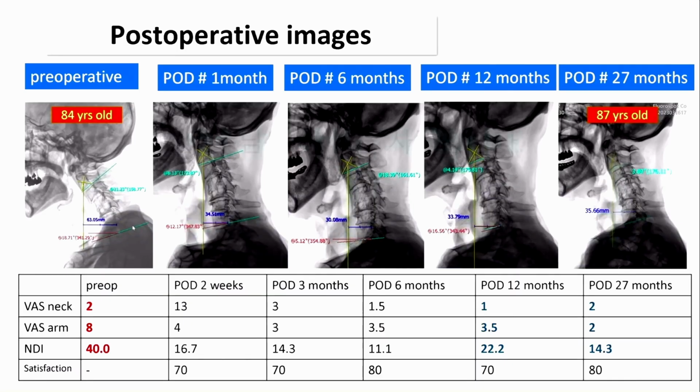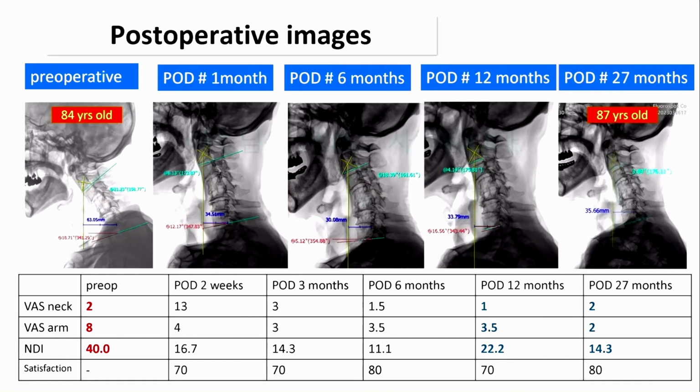So look at this. This patient is 84 years old. Of course, if you see this kind of deformed cervical spine with cervical radiculopathy, I would say the majority of surgeons would probably suggest multi-level ACDF, corpectomy, posterior instrumented fusion, etc.